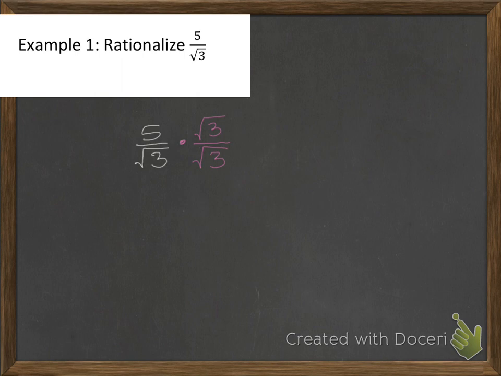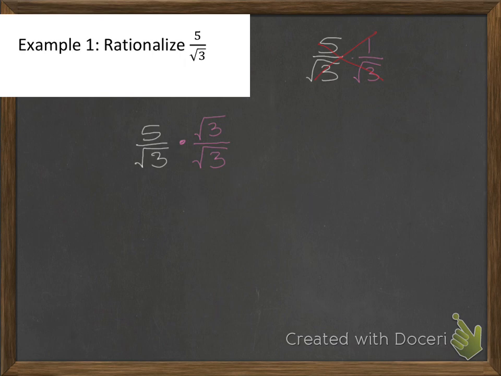So take a minute and ask yourself, why do I have to multiply both the numerator and the denominator by the square root of 3? Why can't I just multiply the denominator by the square root of 3? Well, the reason is that this is an expression, not an equation. If I multiply by something other than 1, then I'm changing the value of the expression itself. So I can't do anything like that.